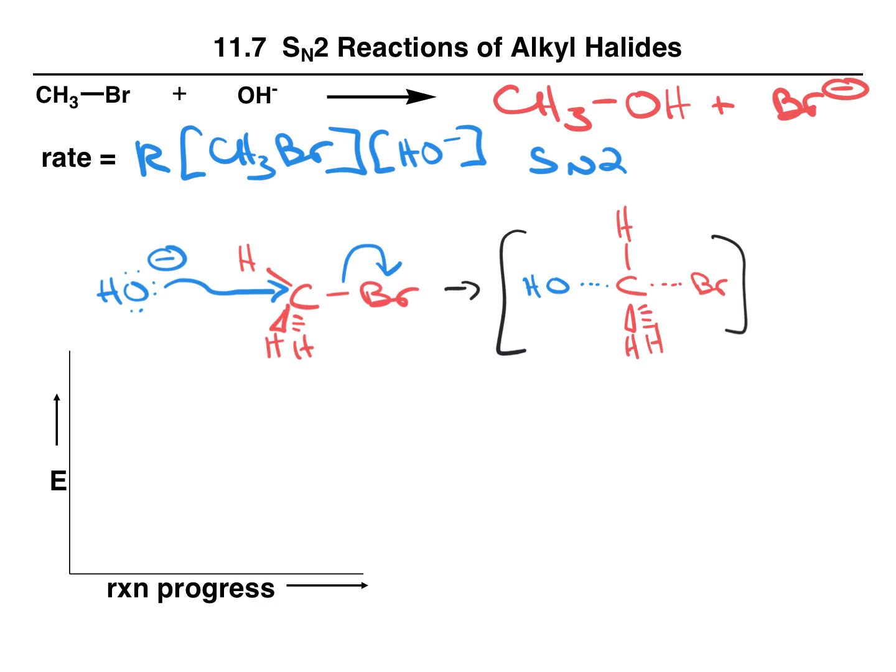and then as this bond continues to break and this bond continues to form, this continues to turn inside out so that at the end we have our groups inverted. For this particular example, it doesn't matter because we don't have a chirality center, but it's important to think about how this flips inside out like an umbrella caught in the wind.